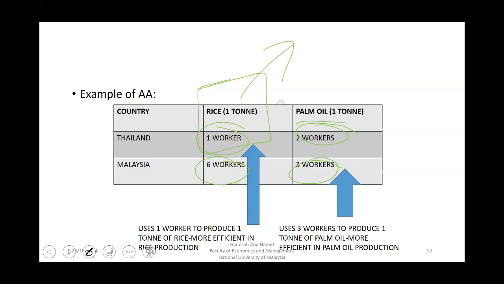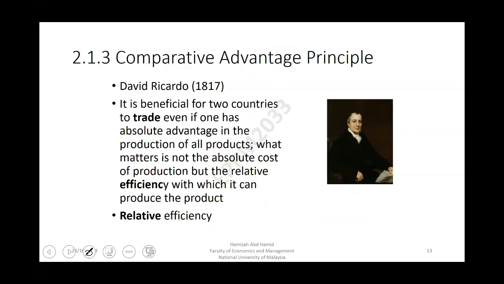Okay, Malaysia, so many workers to produce 1 ton of rice. So, Malaysia is better off producing palm oil. Okay, so the question of whether or not they will trade will be discussed by the next theory, which is the comparative advantage principle. This originated with David Ricardo in the 1800s.